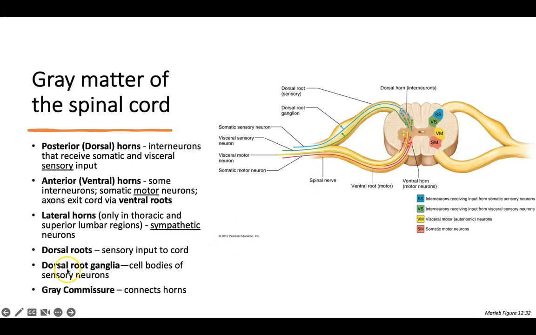And then finally, if we look in here, we're going to see the dorsal root ganglia. It turns out that while those motor neurons are present within the ventral horn, for sensory neurons, we're going to find their cell bodies out here outside in the periphery. So the sensory nerve bodies are concentrated in these dorsal root ganglia.